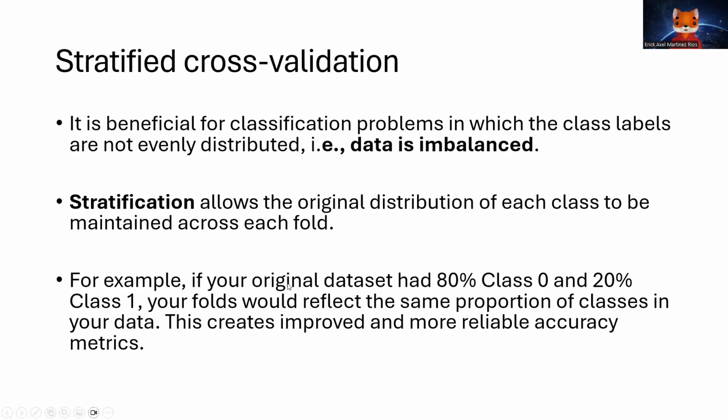Well, for example, if your original dataset has 80% of class 0 and 20% of class 1, your folds will reflect the same proportion. That means that each cross-validation fold will maintain this proportion between 80% of class 0 and 20% of class 1. And this allows us to have a better estimate and a reliable metric of the performance of the model.